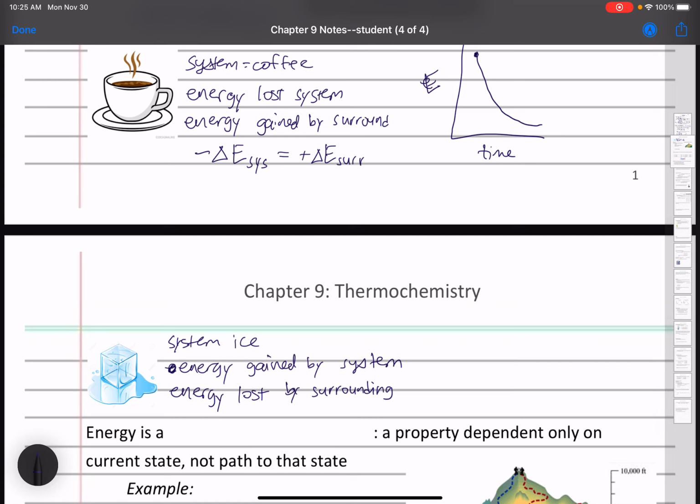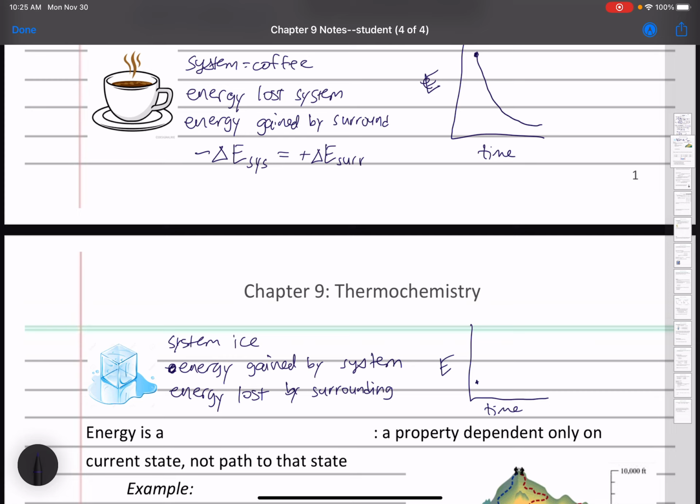There is no such thing as cold. Cold is simply the absence of heat. And so when we understand that that's the case, we realize that ice is not actually making things cold, it's taking heat from them. So the ice is absorbing heat from the system.